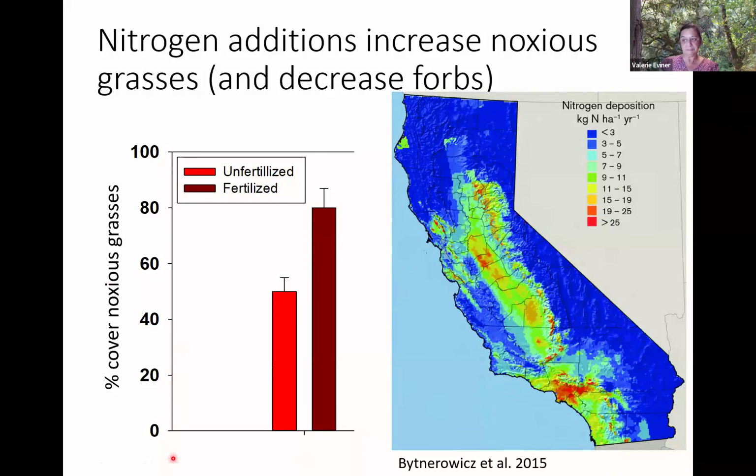And on the left here is a graph of an experiment that my lab's done, looking at an unfertilized system, so low amounts of nitrogen deposition, versus one where we mimic these higher amounts of nitrogen deposition. You can see that we greatly increase the cover of a lot of our noxious weeds, particularly things like goatgrass and medusahead, which are some of our more recent pretty nasty invaders.